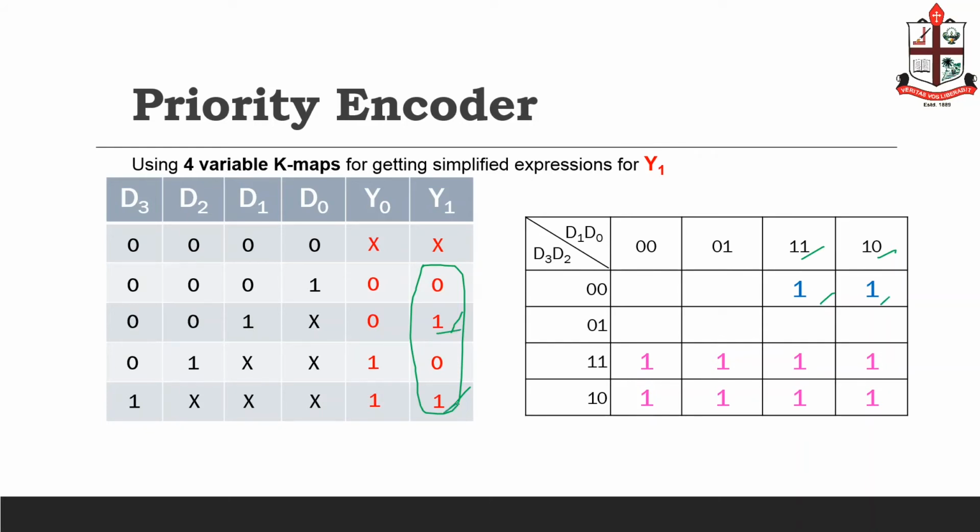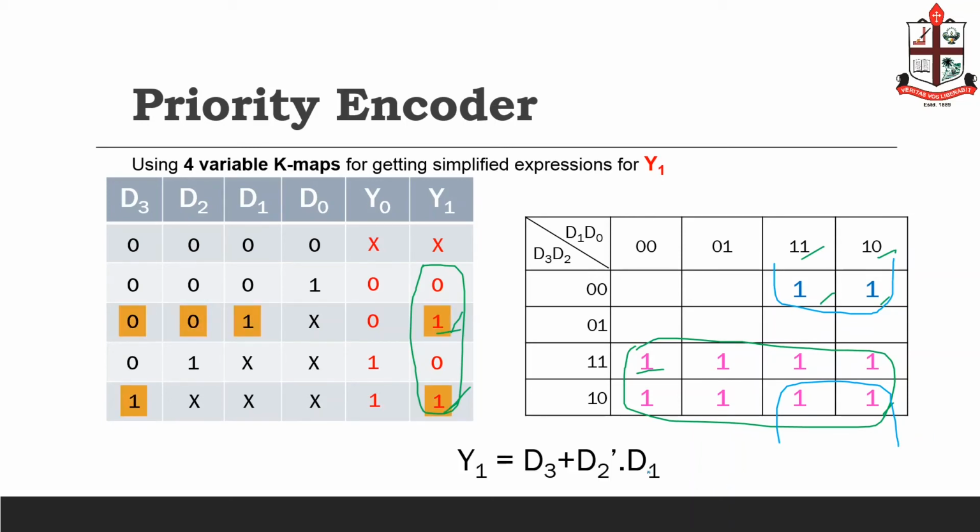And for the next one, it's anything that starts with 1 for D3. So over here, starting from there to the last one. So these are the ones. Now this will make the first group, and that will be the second group. Now we'll write the Boolean expression, which will be Y1 is equal to D3 plus D2 dash and D1.